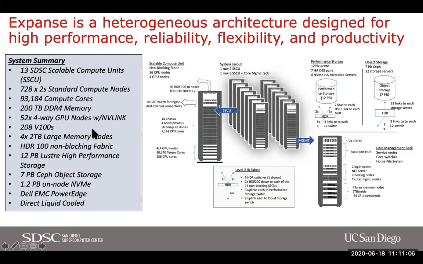In terms of the overall numbers, we already looked at the core count. It's about 200 terabytes of memory total. The large memory nodes are going to be 2 terabytes each, and there's a 12 petabyte cluster file system, as I mentioned, and that's going to be InfiniBand connected. There's a network diagram a little later. The compute racks are direct liquid cooled, so that's a new thing at SDSC. It should improve on the performance side and help us with the cooling, I think. So all of that basically composes the system.